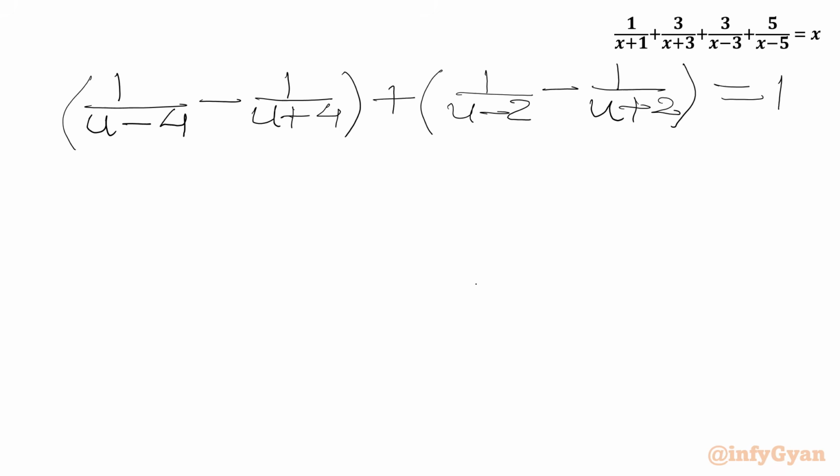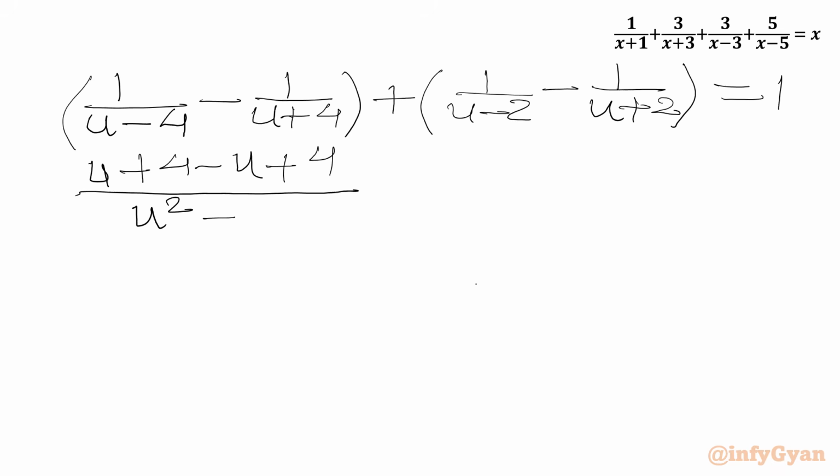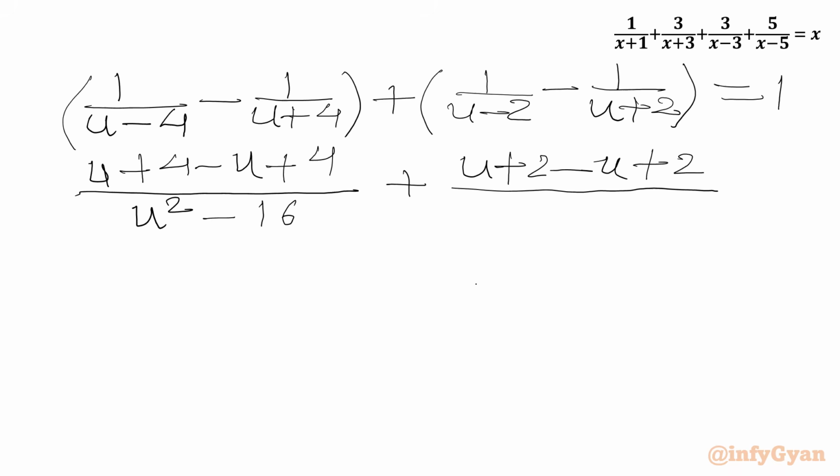We will get u plus 4 minus u plus 4 over u plus 4 times u minus 4. This is a plus b times a minus b, a square minus b square. We will write u square minus 4 square, which is 16, plus u plus 2 minus u plus 2 over u plus 2 times u minus 2.